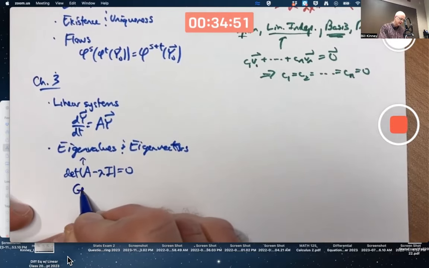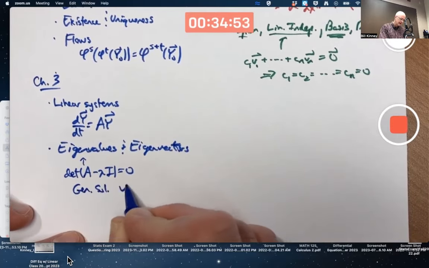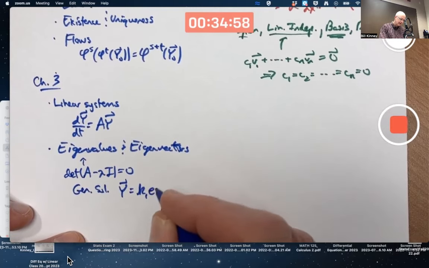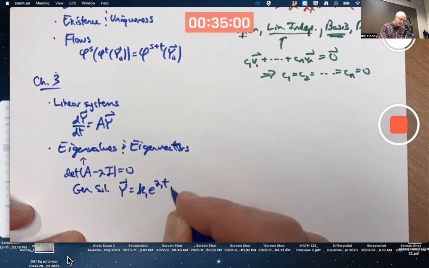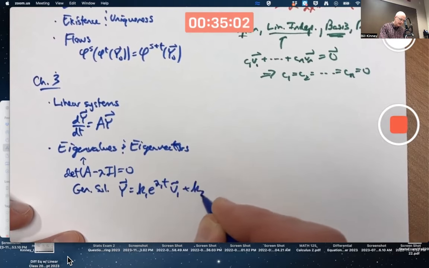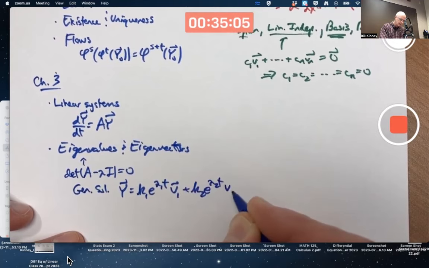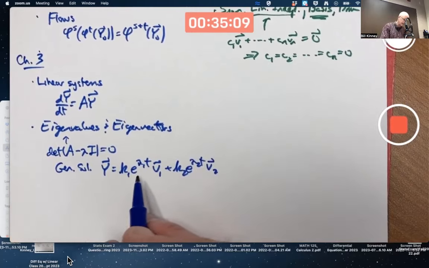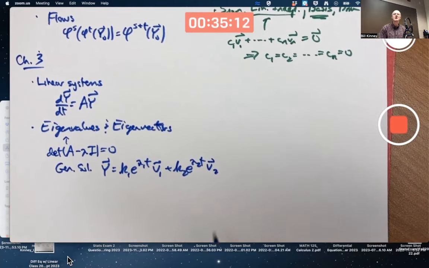And your general solution will be k1 e to the lambda 1 t v1 plus k2 e to the lambda 2 t v2, where in writing that I'm assuming v1 is an eigenvector for lambda 1 and v2 is an eigenvector for lambda 2. I'm also assuming lambda 1 and lambda 2 are real, distinct numbers. One of them could be 0. You can have 0 as an eigenvalue, but you can't have it as an eigenvector.